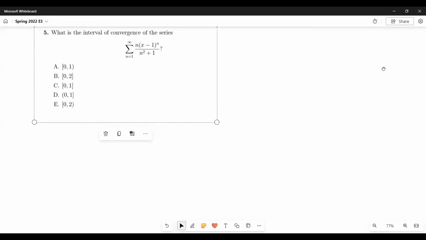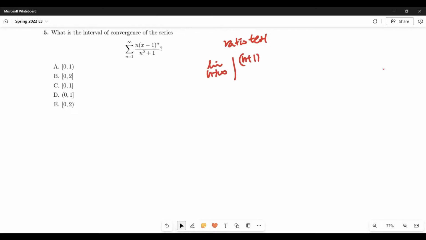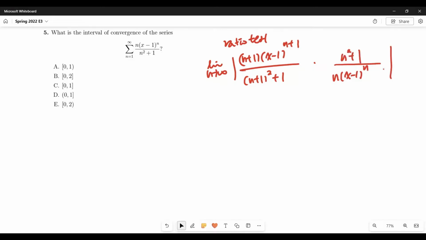Okay, this question asks what is the interval of convergence. I'm going to use the ratio test to solve it. So the ratio test says the limit as n goes to infinity of the term n plus 1, x minus 1 to the n plus 1, over n plus 1 squared plus 1, divided by the original and multiplied by the reciprocal. So n times x minus 1 to the n power, and then n squared plus 1. Since this power is the same, this is n squared, right? And this is also n squared plus 1, so we don't have to worry about this part. So I'm just going to cancel it out.